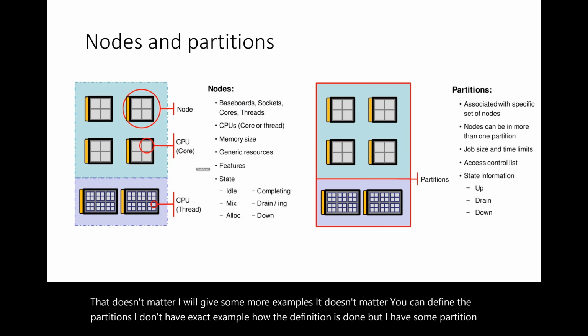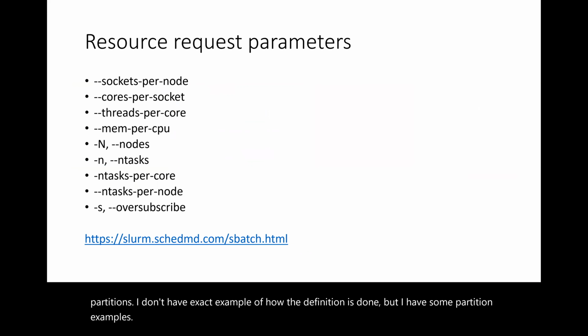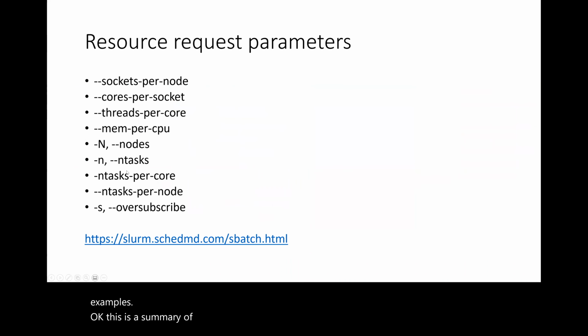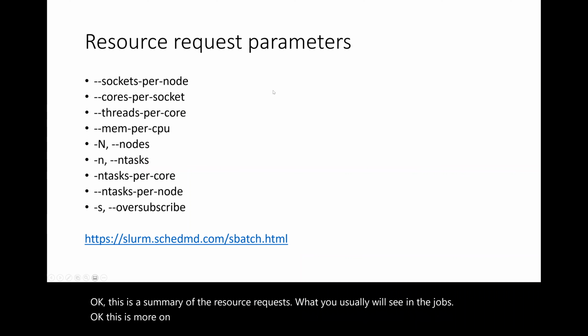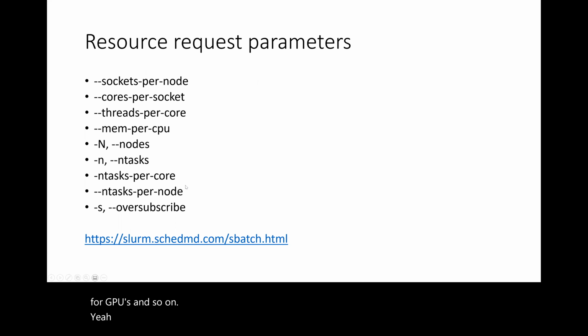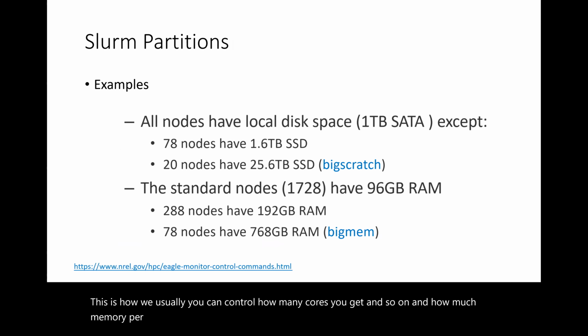Okay, this is a summary of the resource requests you will usually see in the jobs. This is more on the CPU side. There are further things you can control with plugins for GPUs and so on. But this is how you can usually control how many cores you get, how much memory per CPU, and so on. Now back to the partitions.